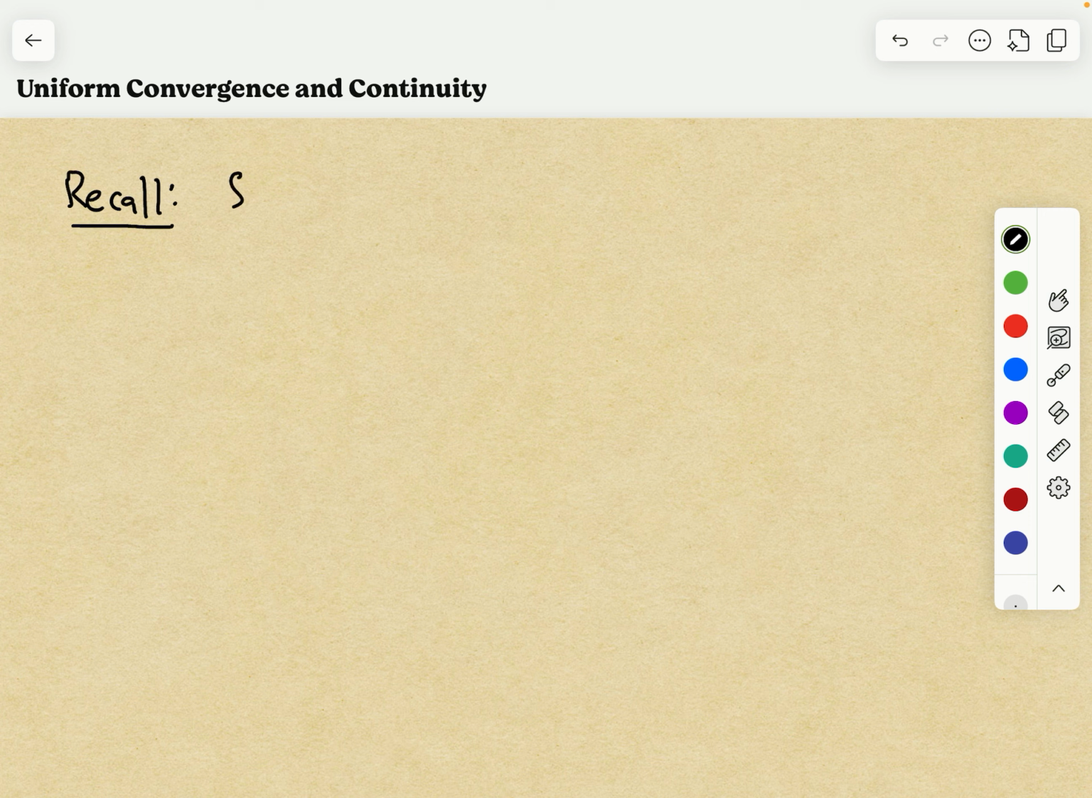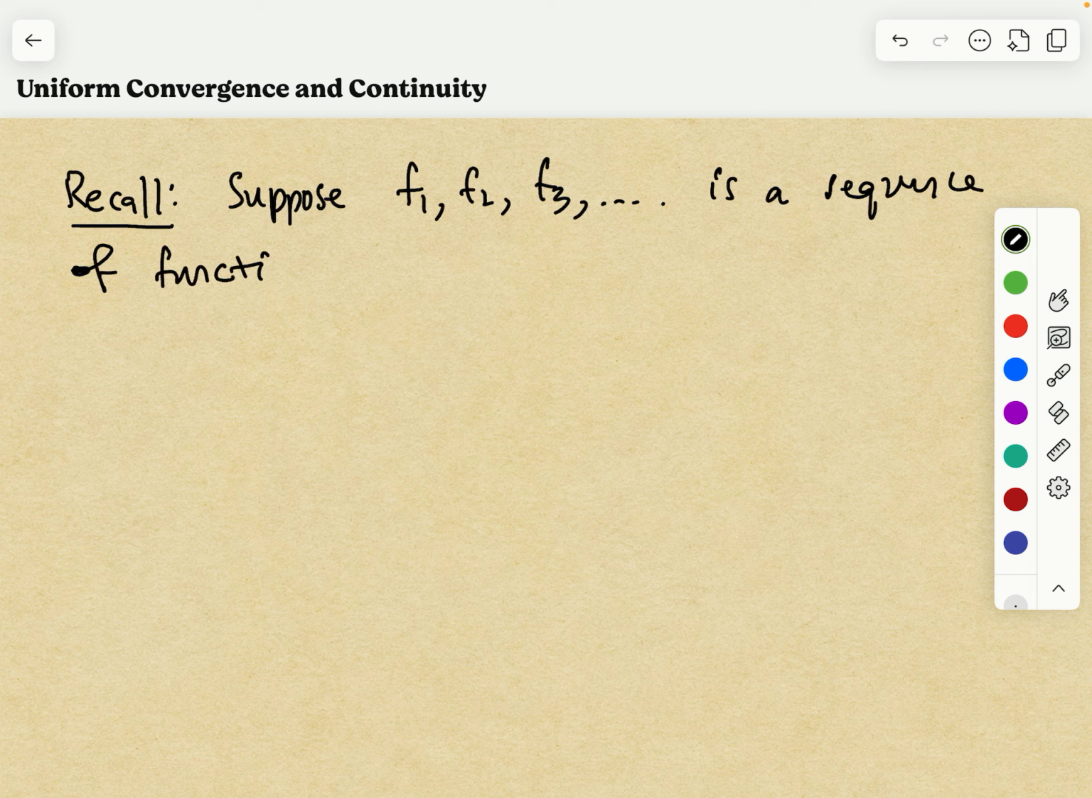So suppose that f1, f2, f3, ... is a sequence of functions that all have the same domain and codomain from one metric space to another. So a sequence of functions from the metric space E to the metric space E prime.